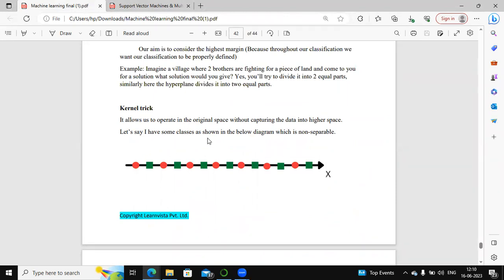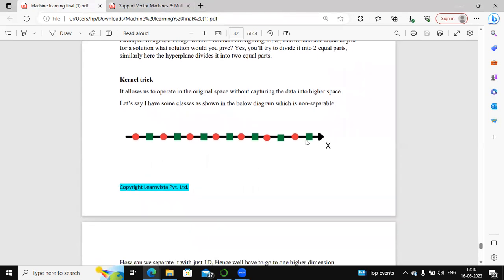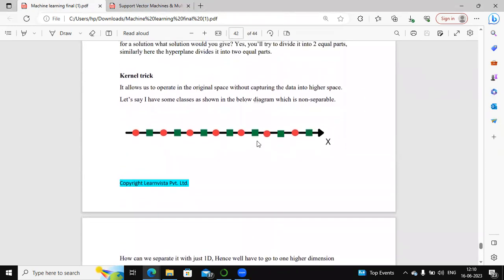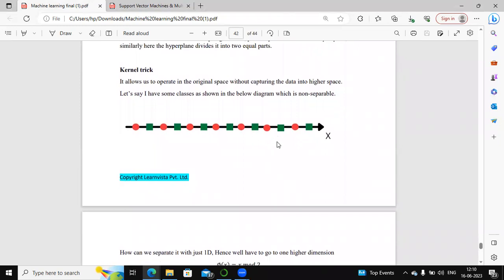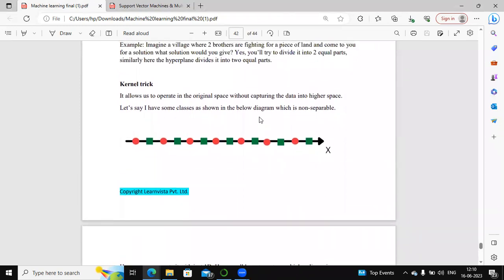Let's say I have some classes as shown in the diagram below, which are not separable. If you see here, we have two classes, a red class, I will call it, and a green class. So you have to do this separation. How are we going to separate this red class from the green class? We have to do the separation in such a way that the red class and green class are separated.